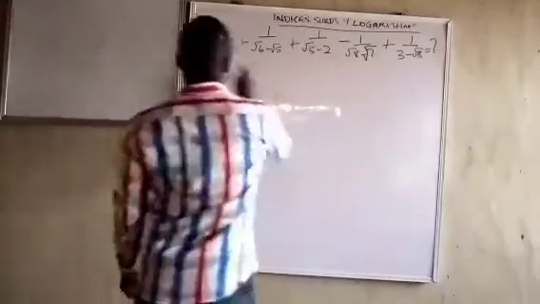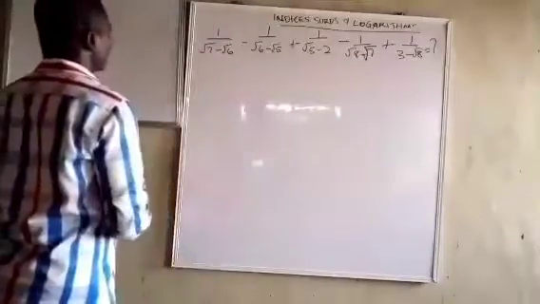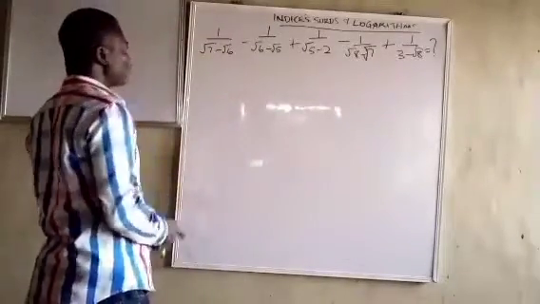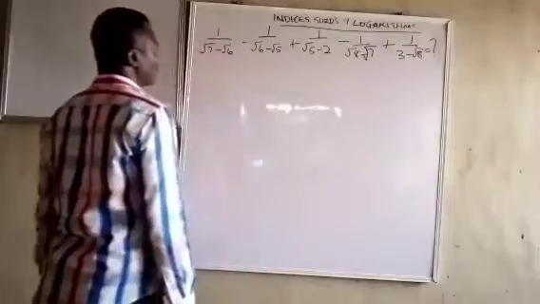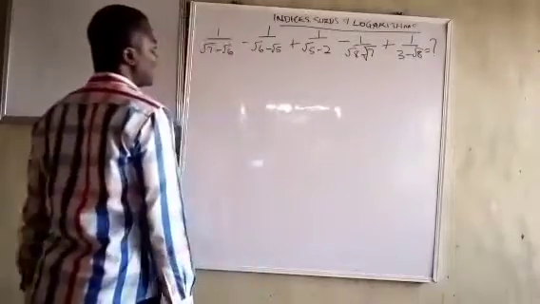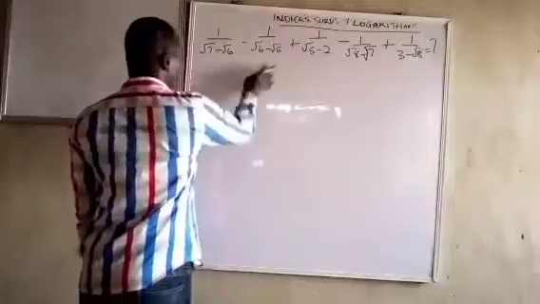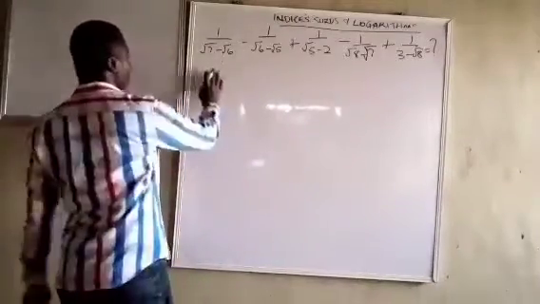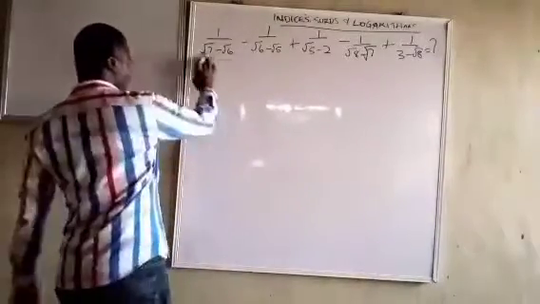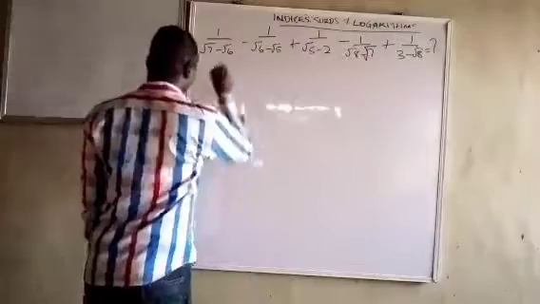So the question: 1 over 7 minus root 6, minus 1 over root 6 minus root 5, plus 1 over root 5 minus root 2, minus 1 over root 8 minus root 7, plus 1 over 3 minus root 8. We are asked to find the value. So all we need to do is, for each fraction, multiply the numerator and denominator by the conjugate of the denominator. So what does this give us?